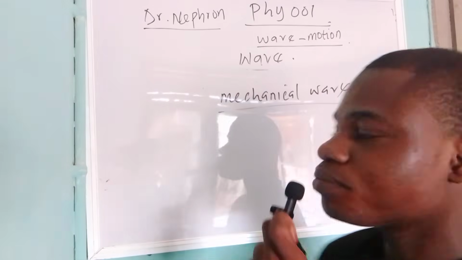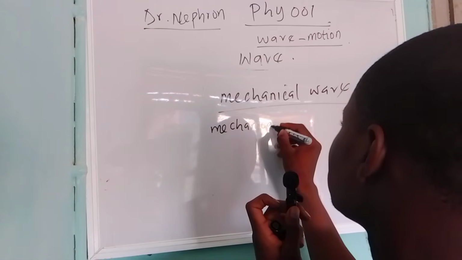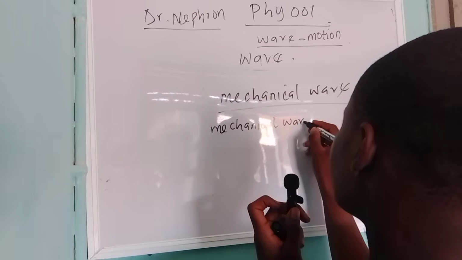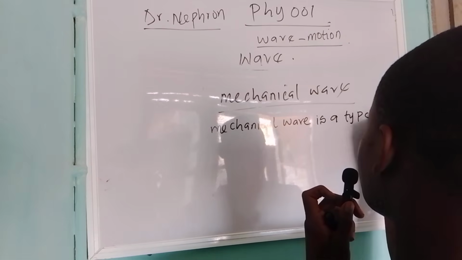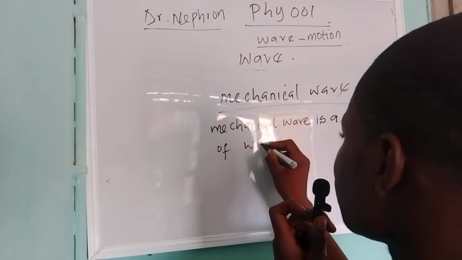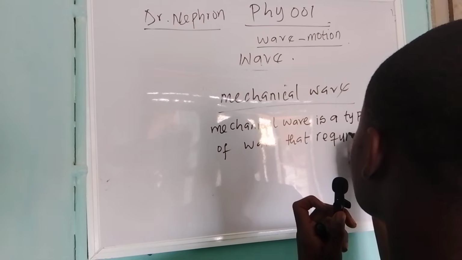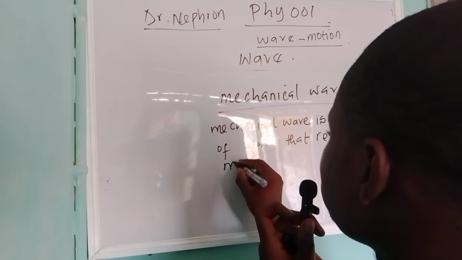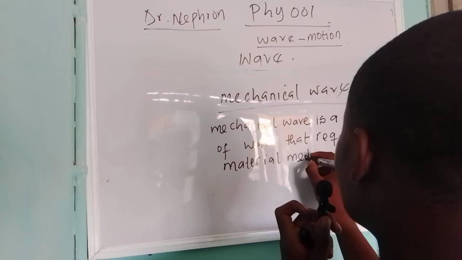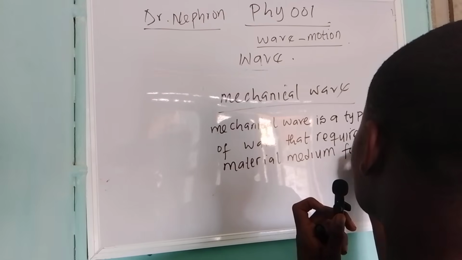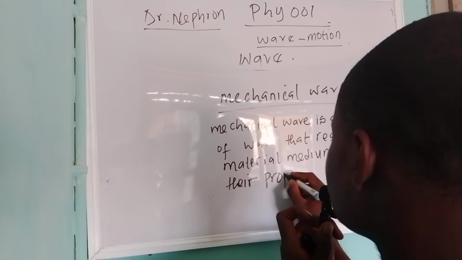Are we there? Now, mechanical wave is a type of wave that requires material medium for their propagation.